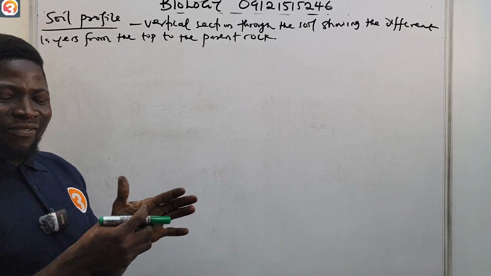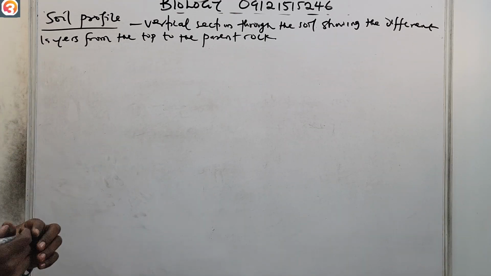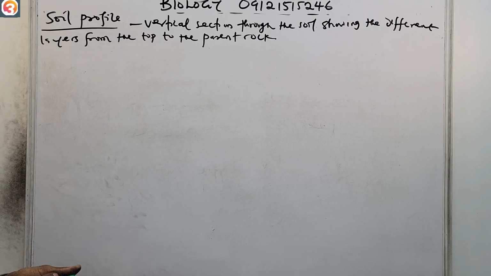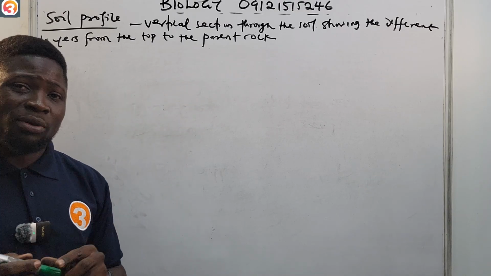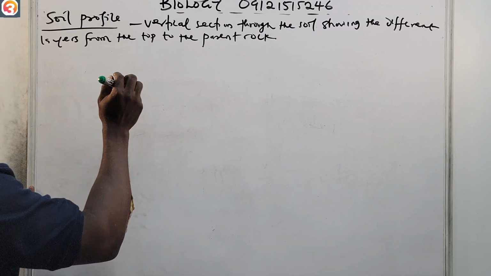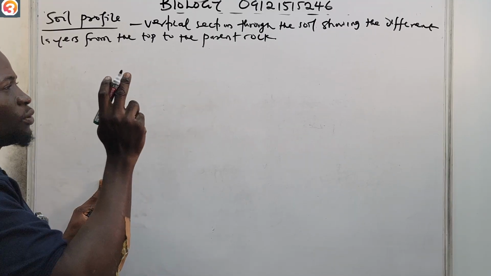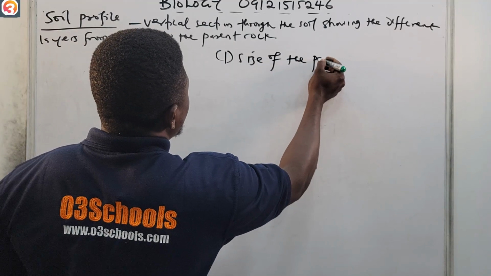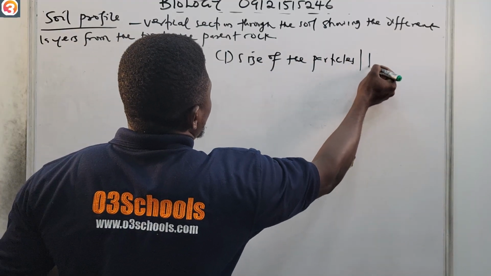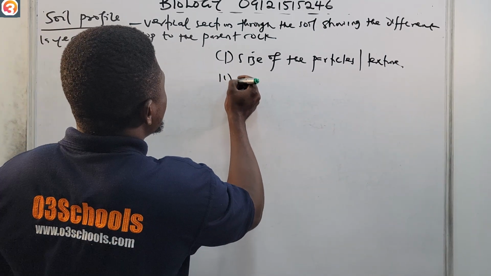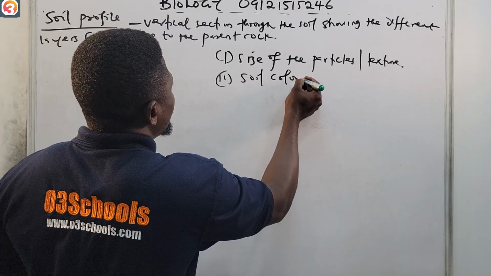Soil profile is a vertical section through the soil. And what does it show us? It shows us the different layers from the top to the parent rock. Please take note of that. It's very, very important. And of course, you should take note that the classification of soil is based on two things. One is the size of the particles, or texture. The second one is the soil color.